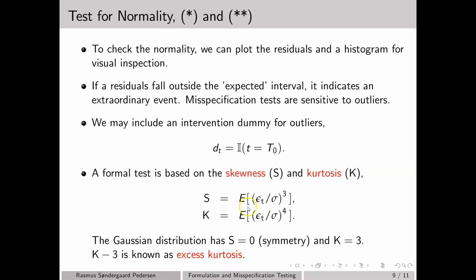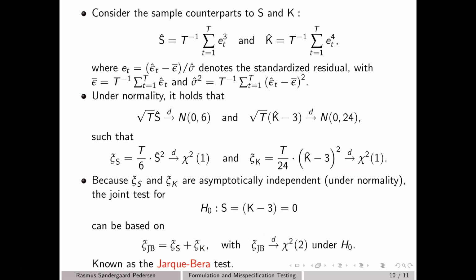As I mentioned, we don't know in practice what the error term is, so we can consider the residuals, or the estimated error terms. We can compute the sample counterparts to S and K simply by taking the sample third moment of the standardized residuals and the sample fourth moment of the standardized residuals. One can show that under normality, these two estimators are asymptotically normally distributed with some given variances.